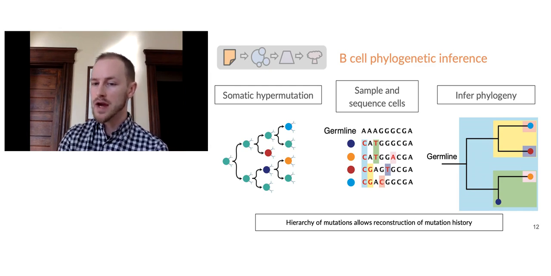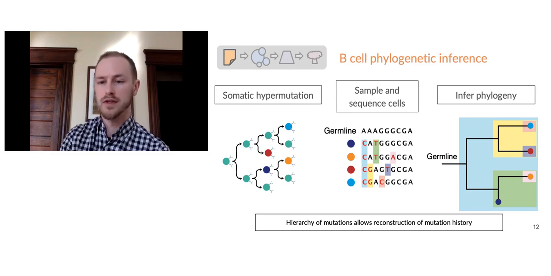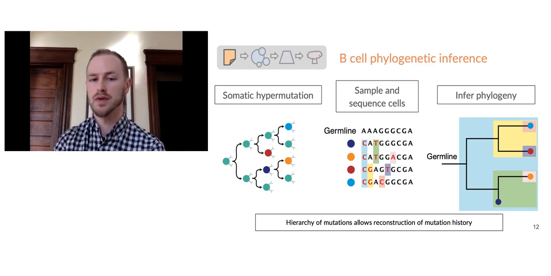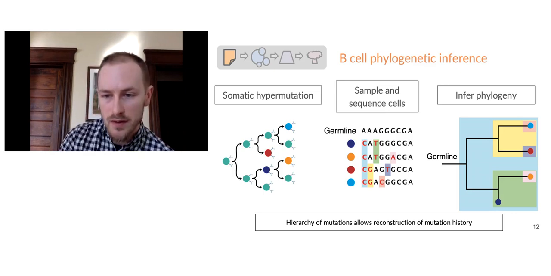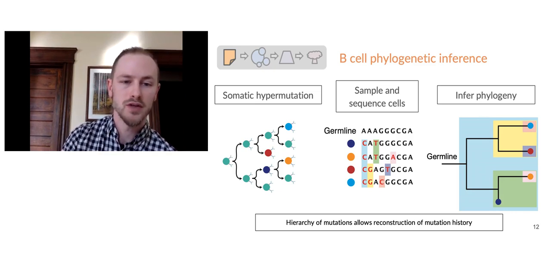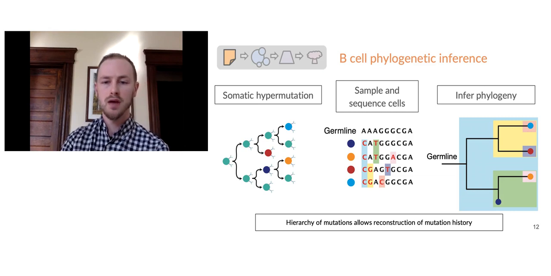And we can use this hierarchy of mutations to infer a phylogenetic tree of this B cell lineage, in which the tips represent our observed B cell sequences, and the branches represent the pattern of shared mutations leading from the germline to the sequences that we observe. So if you compare this tree on the right to the somatic hypermutation process on the left, you can see it more or less recapitulates the topology.